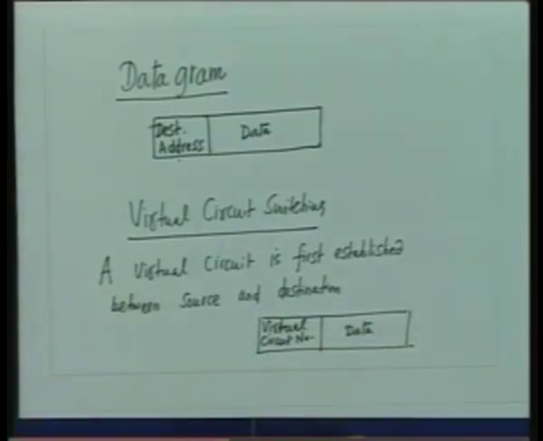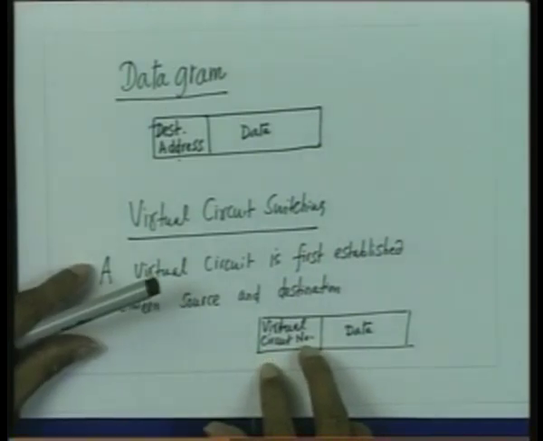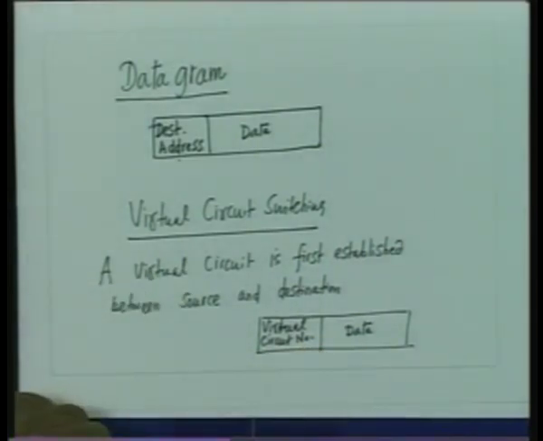Typically, the bits which are required for the virtual circuit number may be much less than the bits which are there for the destination address. Remember, the destination address will refer to all possible addresses of all the possible nodes in the network, and therefore the overhead bits required to represent a destination address will be much larger.